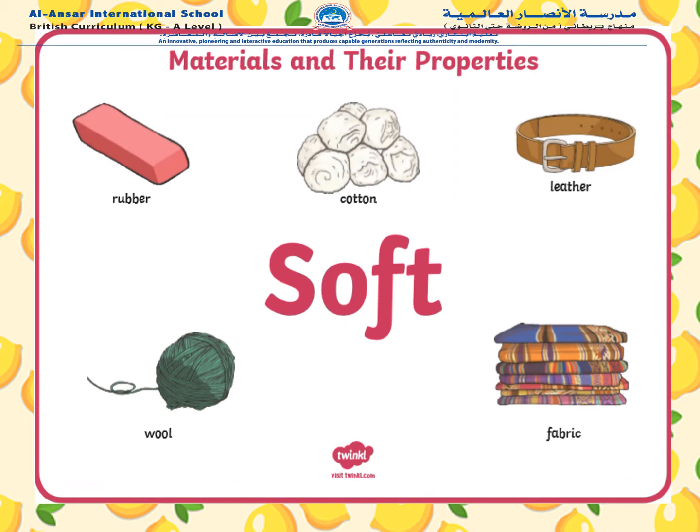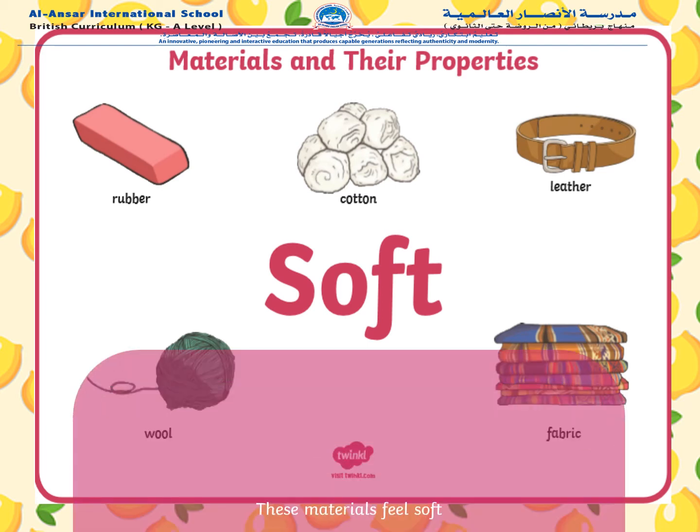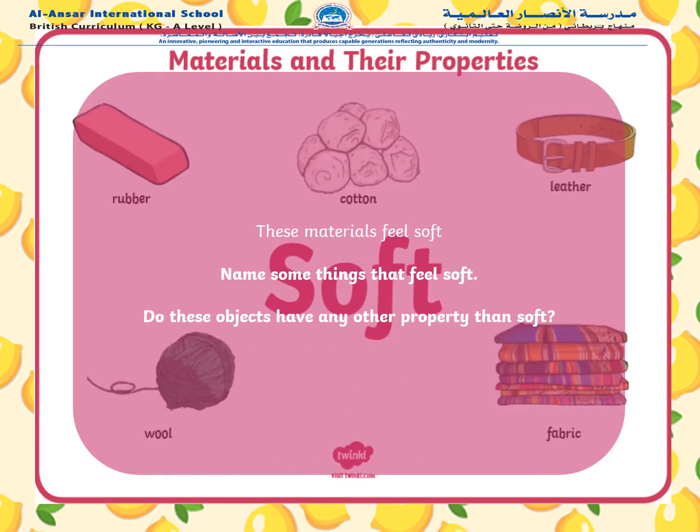Let's talk about these materials. Have a look at these objects first. They all feel soft. Rubber, cotton, fabric, yarn, even a leather belt. Can you think of something else that is soft? Name some things that feel soft. Look around you. Do these things have any other property other than soft?